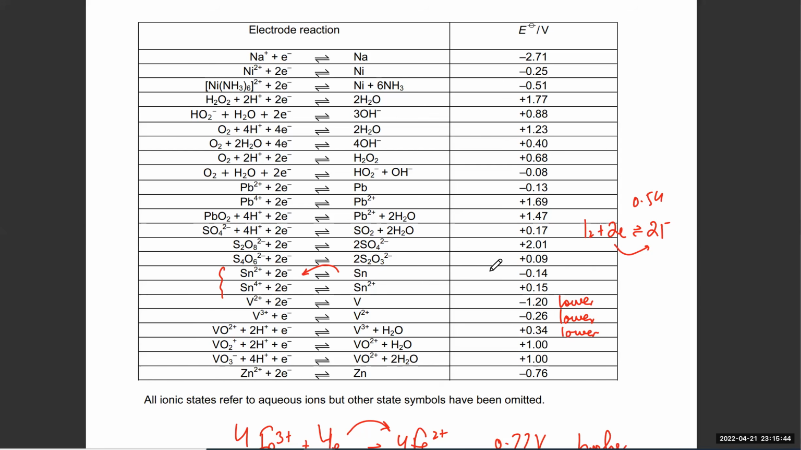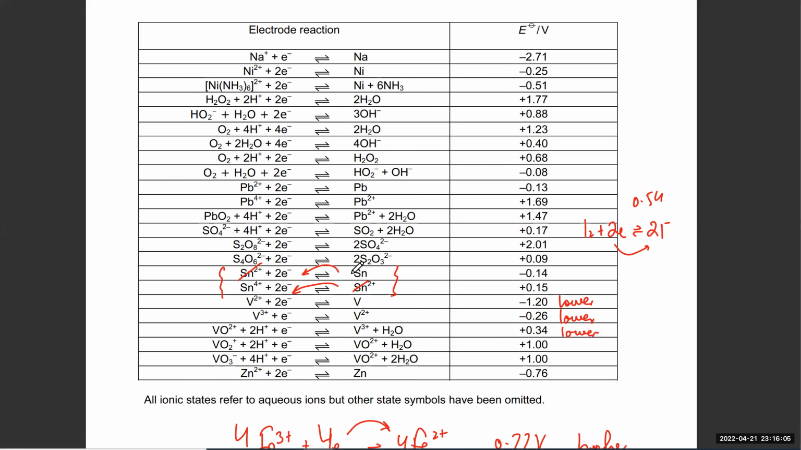It's going to form tin 2 plus, right? But once that tin 2 plus is formed, it's still a lower potential. So the tin 2 plus is going to lose electrons again. Clear? Yes. So what you can do is sum up these equations, so the 2 plus will get cancelled out.